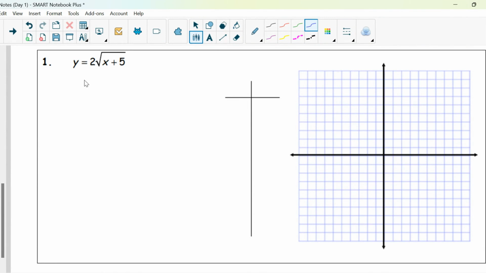First of all, I have an a value. Okay, my a value is 2. So this is going to cause a vertical stretch.